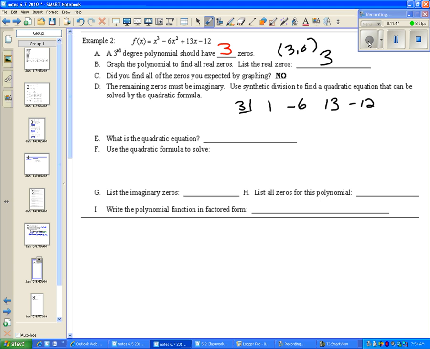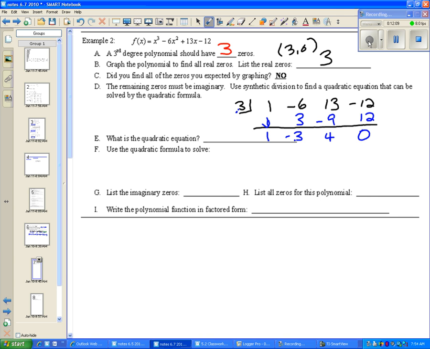I'm going to draw my handy-dandy little line. And the first thing I want to do is drop the 1. 3 times 1 is 3. Negative 6 plus 3 is negative 3. 3 times negative 3 is negative 9. 13 minus 9 is 4. 3 times 4 is 12, and that gives me 0.